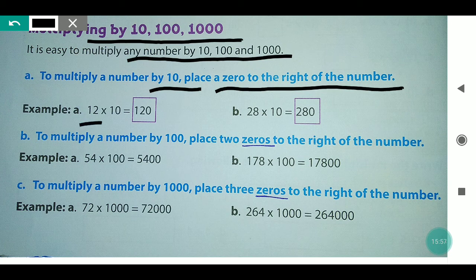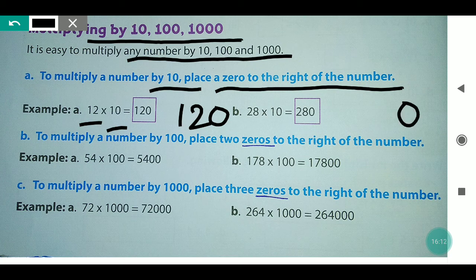Like if we are doing 12 into 10, then first put the 0. How many zeros? Just count the zeros. 1 zero is there, so put that 1 zero. Then multiply the numbers only. 12 into 1 will be 12. So 120.